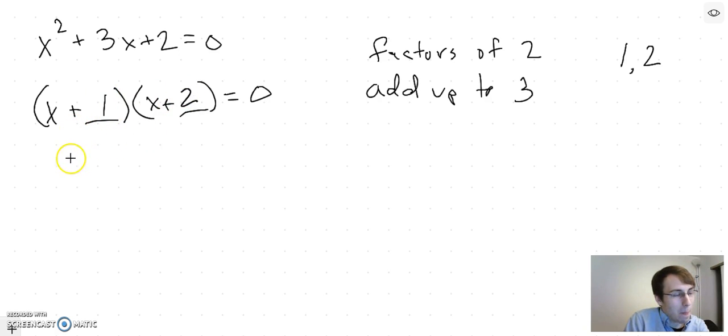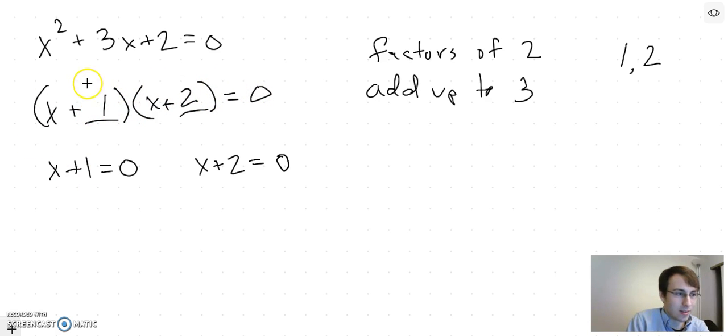Now, in order for the product of these two terms to equal 0, at least one of the terms has to equal 0. So either x plus 1 equals 0, or x plus 2 equals 0. The reason being that if x plus 1 equals 0, then it doesn't matter what x plus 2 is, the whole thing goes to 0, because 0 times whatever number this comes out to be is still 0. And same reason for x plus 2. So we solve these, we get x equals -1, and x equals -2.